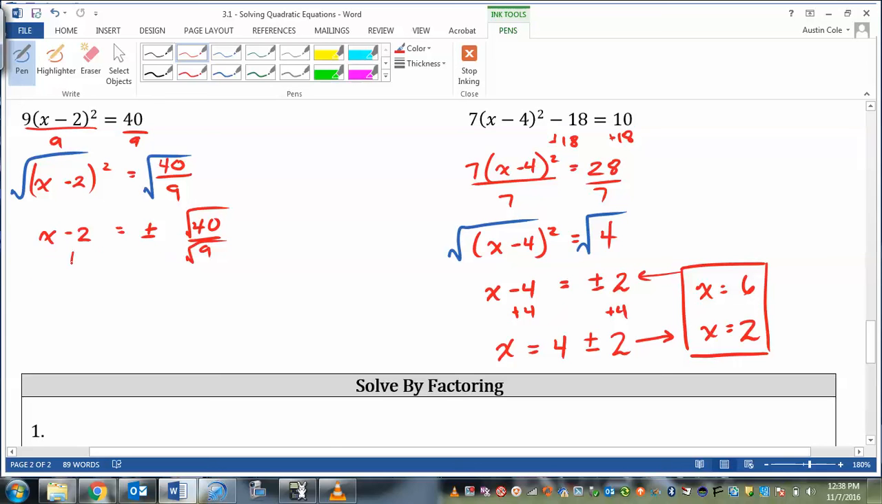So I'm going to add 2 over. I'm going to get x equals 2 plus or minus the square root of 40 over 3.